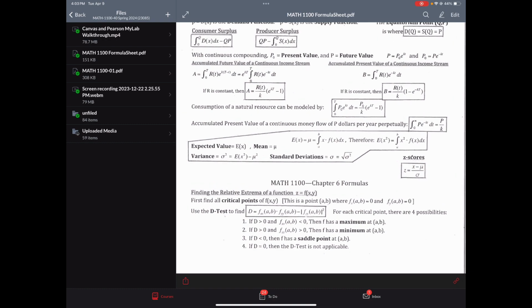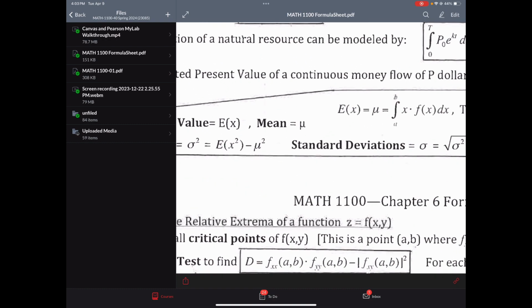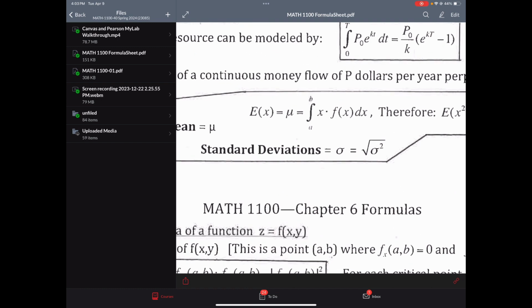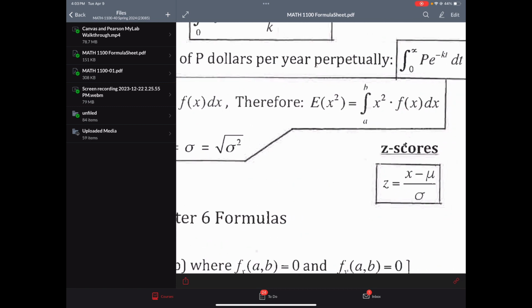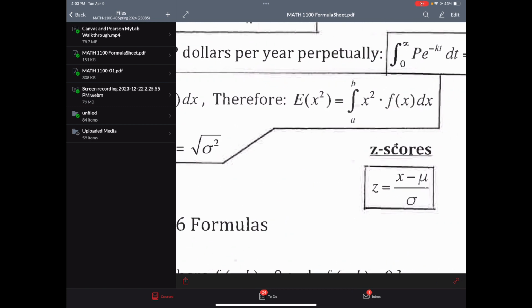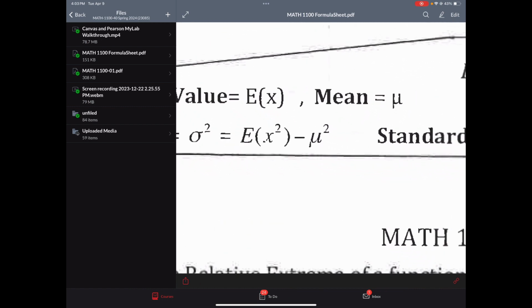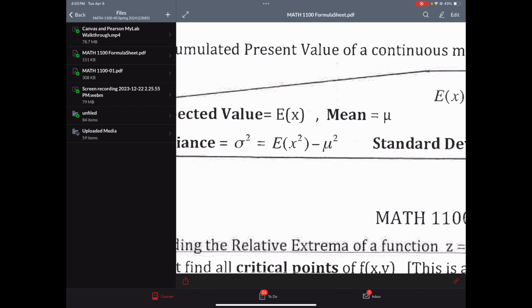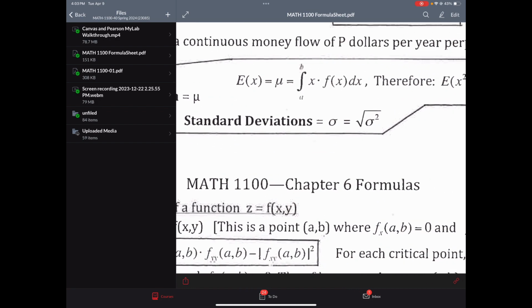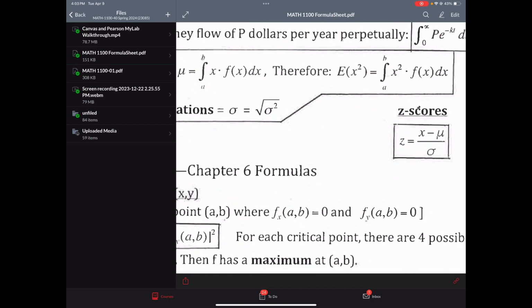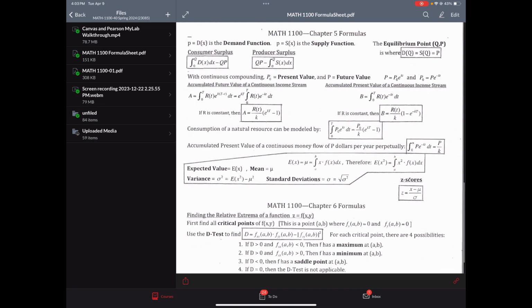And then for the statistics section, it's got the formula for expected value, where you just do x times the function over your whole interval a to b. It's got the formula for E of x squared. Remember, that's important for your variance formula, which is right here. It's E of x squared minus your mean squared. So there's your variance formula, and then of course, standard deviation is the square root of that variance. And then here's your z-score formula. So those are the formulas that are going to be available to you when you actually go and take the test.